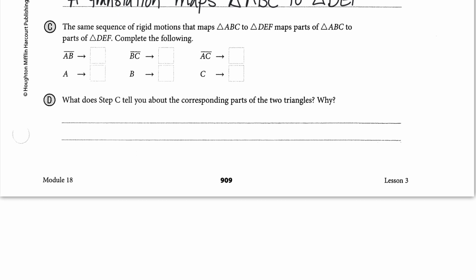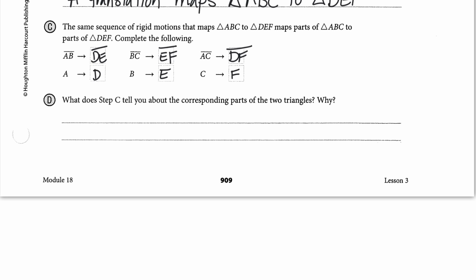The same sequence of rigid motions that maps triangle ABC to triangle DEF maps parts of triangle ABC to parts of triangle DEF. Complete the following. AB corresponds to DE. Side BC corresponds to side EF. Side AC corresponds to side DF. Point A corresponds to point D. Point B corresponds to point E. And point C corresponds to point F.